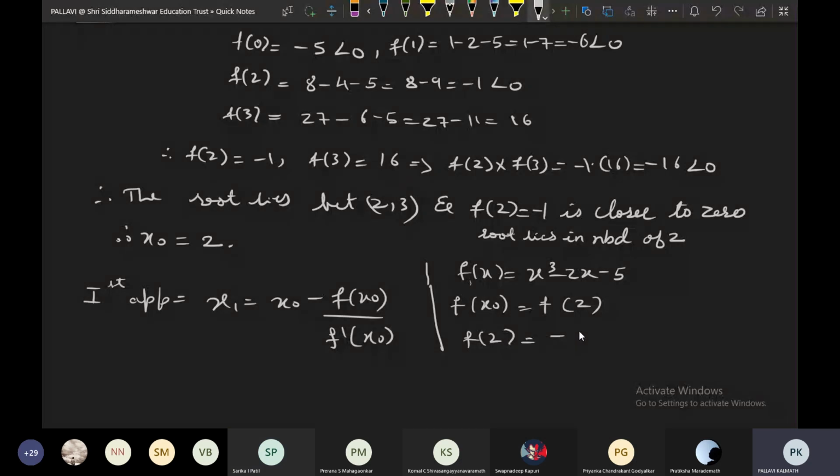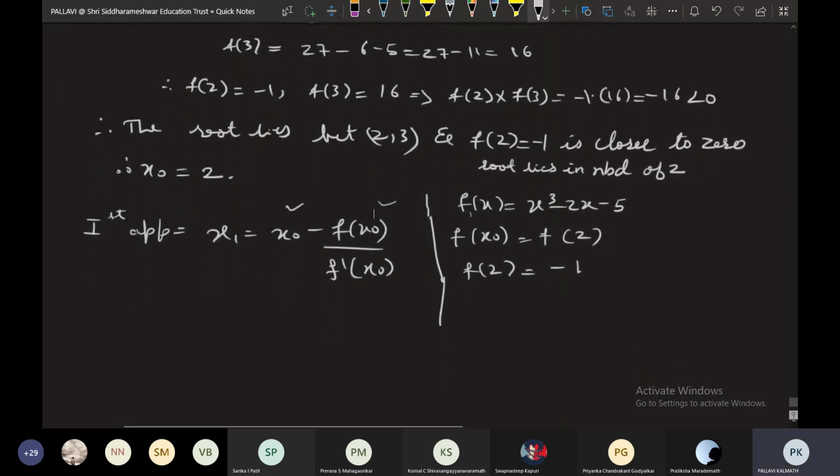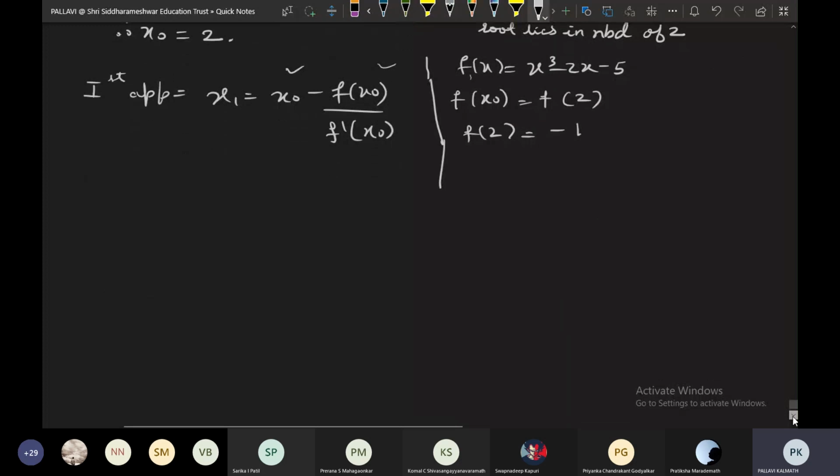F of 2 means what? It is minus 1. Yes, ma'am. Okay. So, you will substitute for x naught. What about f dash of x naught?